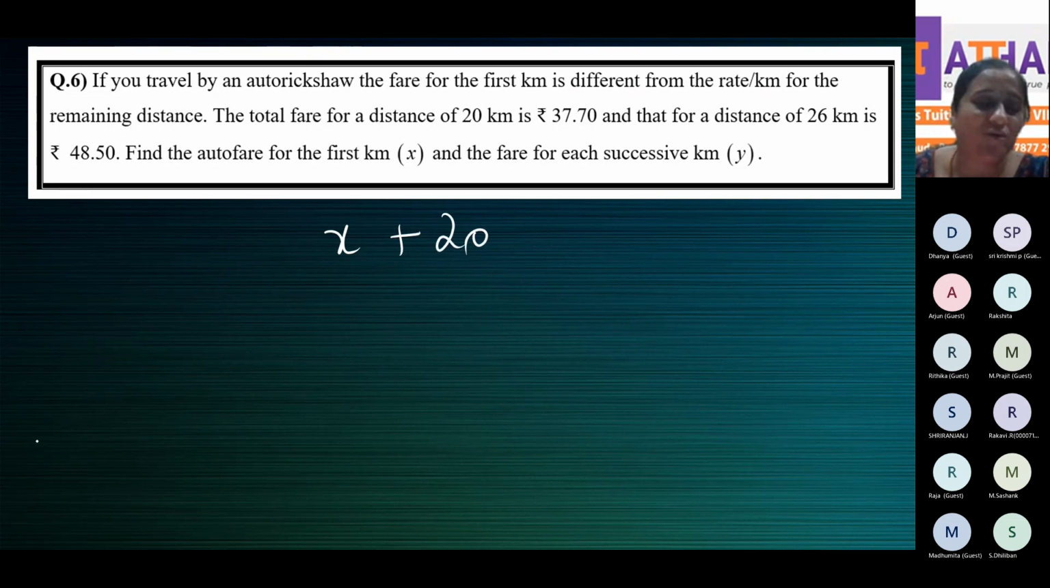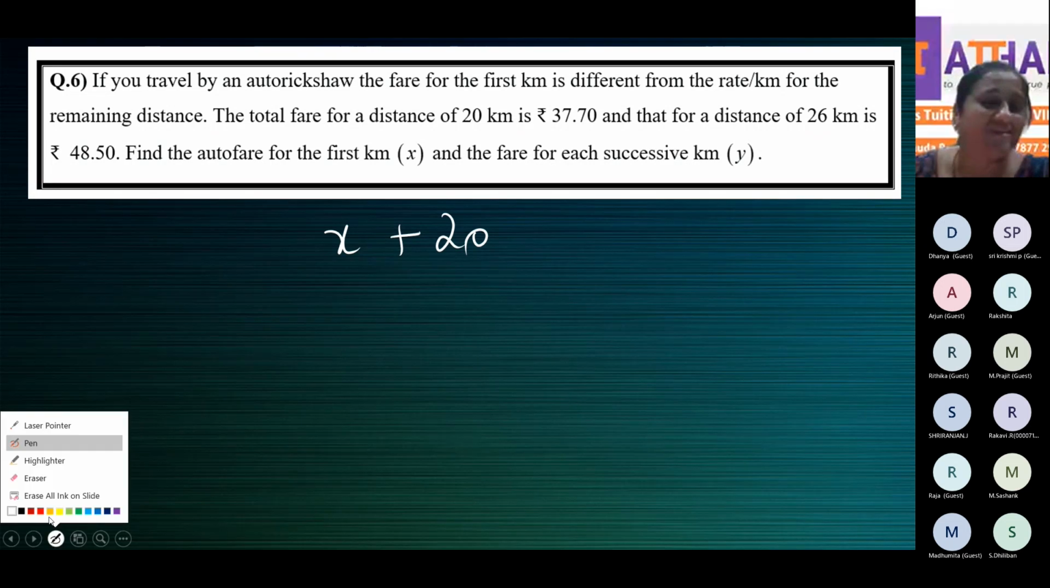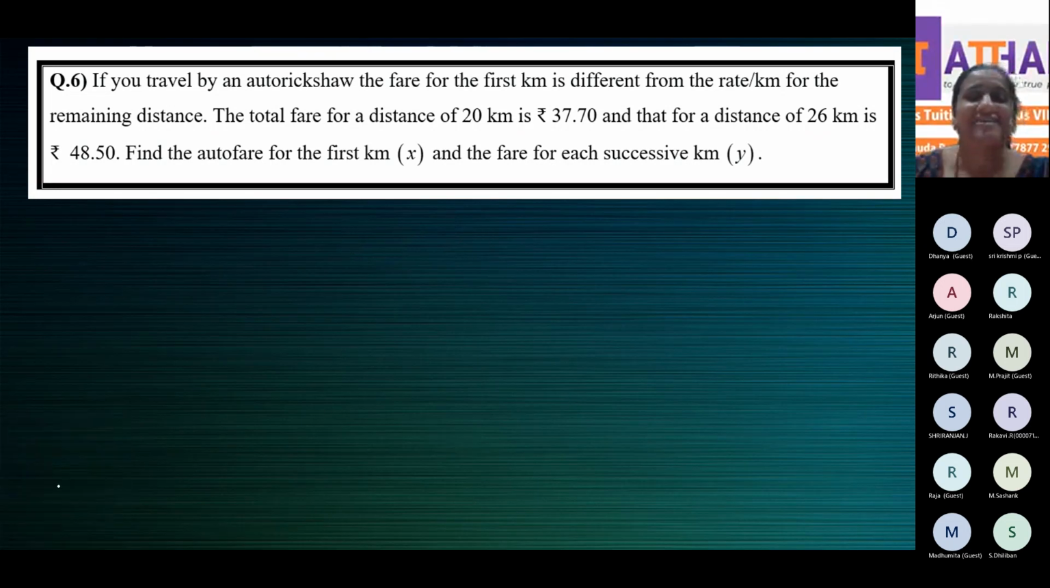See, good people like you should exist in the world. But mathematically, you're wrong. Because for the first kilometer, if you've already paid him X rupees, then why should you pay him again for the whole of 20 kilometers? You should pay him only for 19 kilometers. You have paid him X rupees separately for the first kilometer.